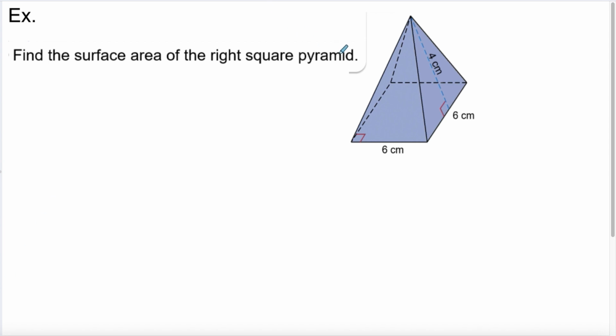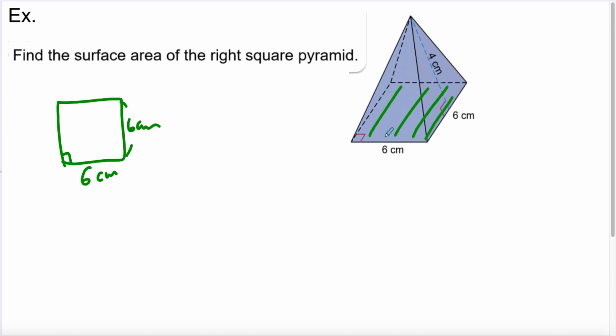Shall we do that together? Okay, so if you think about this, I have one base, which is a square in this case, right? Because it is shown as a 90-degree angle. So the square has 6 centimeters and 6 centimeters. So the area of this base will be 36 square centimeters, right?